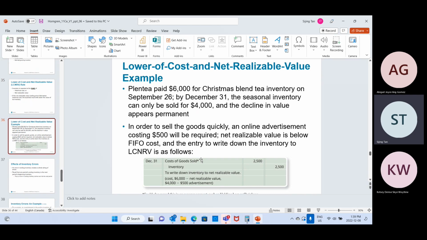Remember the inventory shrinkage from the last chapter? It's exactly the same journal entries, right? We recognize the cost of goods sold expense and write down the inventory. So exactly, if the lower of cost and net realizable value rule has been applied to a situation, the same journal entries will be applied. We debit cost of goods sold, credit inventory. Okay, so this is how you're going to write down if the situation happens.